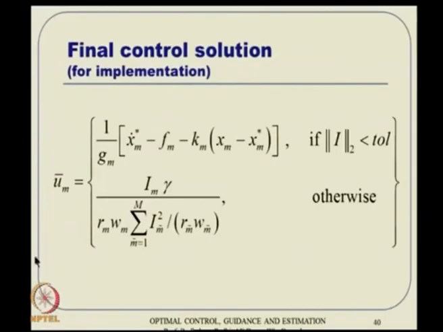Alright, so implementation sense, this is something like this. If this norm of I is greater than some tolerance value, then use this, but if it is less than some tolerance value, shift to this, and this shifting does not happen in a smooth way really, okay. So, you have to take a call of this tolerance number what you want to put there actually.